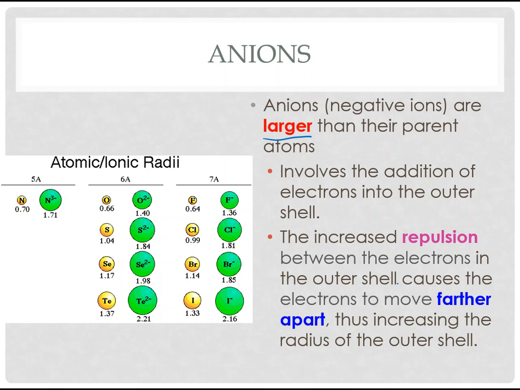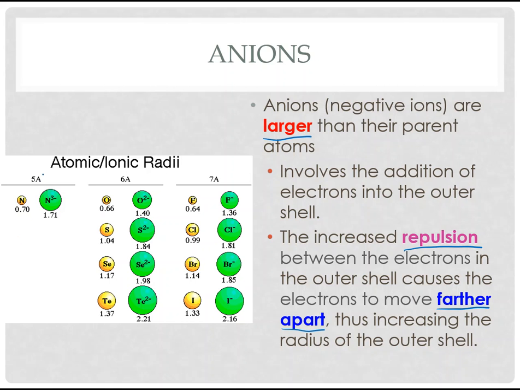By adding to the cloud, though, you're causing a little bit more repulsion between electrons. And those repulsions, of course, are going to have them spread out, be farther apart. Spreading out farther apart, of course, is going to increase the size of the cloud, thus increasing the radius or the size of the cloud.